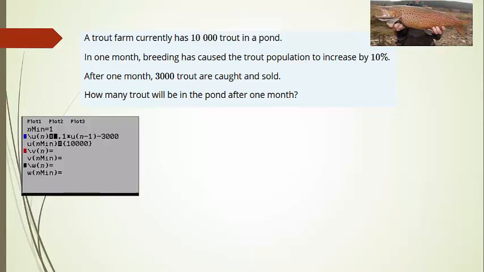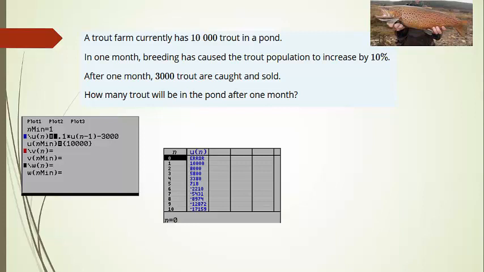One way to do it is to put it into your graphics calculator. Now, underneath that black blob, it should be 1.1, because, as you know, increasing by 10% is multiplying by 1.1 times the previous term minus 3,000, and the first term is 10,000. That's how many we start with. If you have put that in correctly and then press second function table, you will see the numbers. So after 1 month, starting with 10,000, there will be 8,000, and then 5,800, and then 3,380, 718, and if the farmer keeps going like that, then he won't have any trout left.